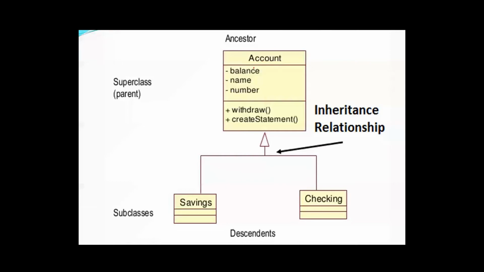For example, here we have an account in the bank. This is called the basic class or the super class. There's a balance, there's a name, there's a number, and there are two behaviors: withdraw and create statement. Now the account could be two types: saving or what? Checking. You see, here these are subclasses, and they have nothing.